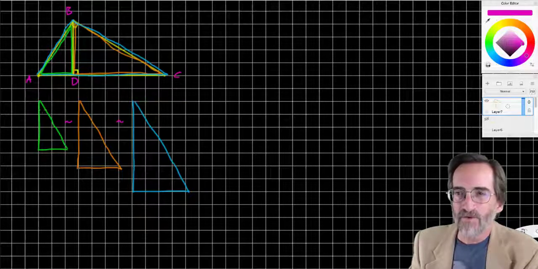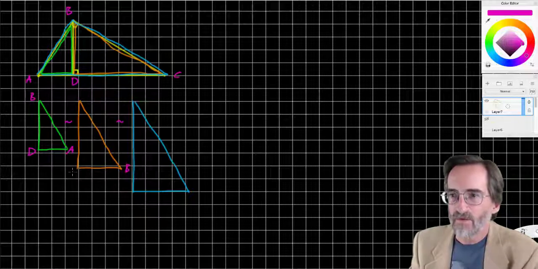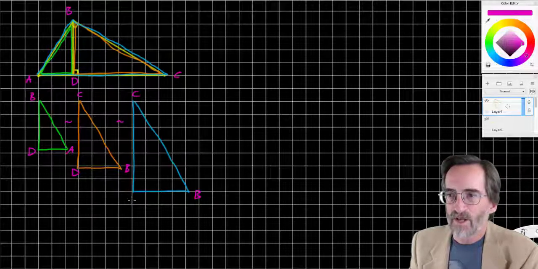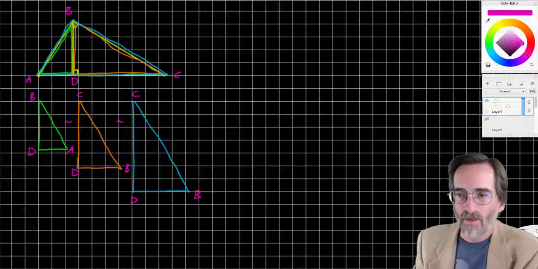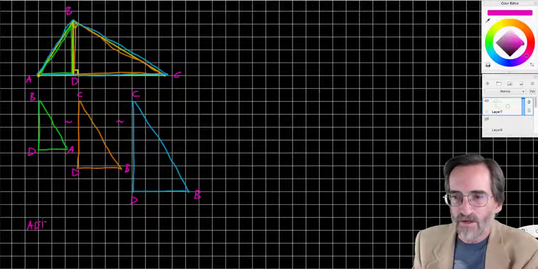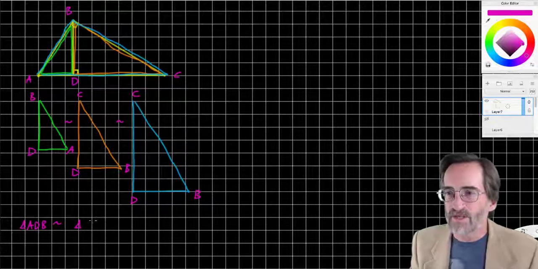Okay, and let's label the vertices. A, it's right here. D and B. On the medium-sized triangle, B is the right angle, the small angle is C. On the blue triangle, the small angle is C, the medium-sized angle is B, and the right angle is D. And so I can turn this into a triangle similarity statement. Triangle ADB is similar to triangle BDC.